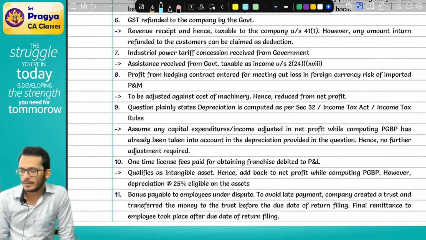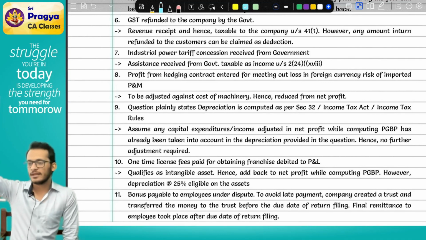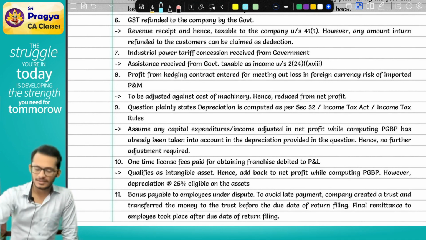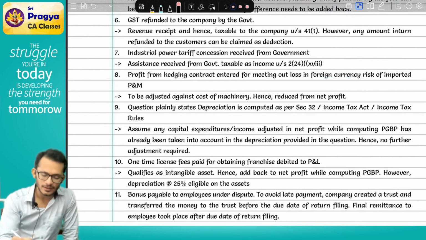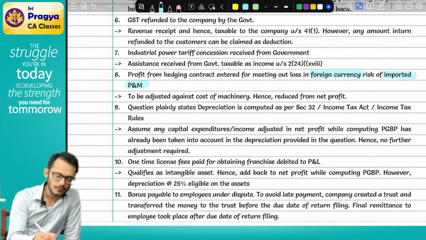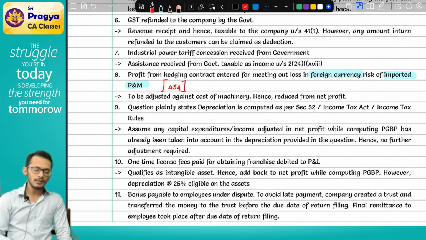Don't mug it up. Use your head. Answer yourself. 8 lakh to 8 lakh 50, machinery value increased. Therefore, there is a loss. 8 lakh to 7 lakh 50, machinery value fell. Therefore, there is a profit. So you have to reduce it. Don't read too much English. The main English here was foreign currency, imported plant and machinery. Automatically, the section applicable is 43A. Clear? Can we go forward? Yes.